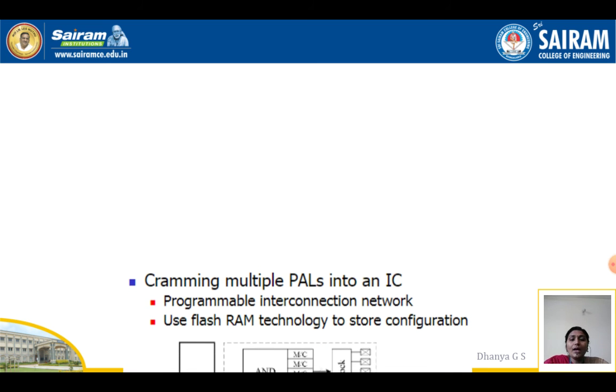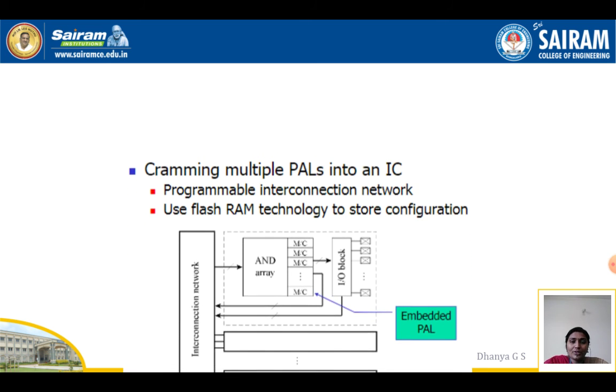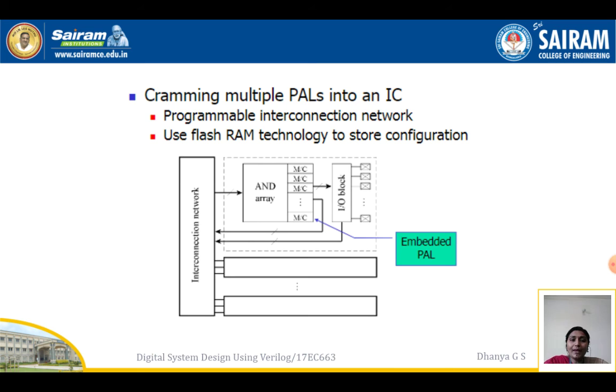I've already told you that it is a combination of everything. So cramming multiple PALs into an IC will give you a CPLD. It has a programmable interconnection network. It uses flash technology to store the configuration. And I have told you already it consists of an AND-OR array. It has macro cells. You can see here MC. An IO block is there. So all those things are embedded and hence we call it a CPLD.